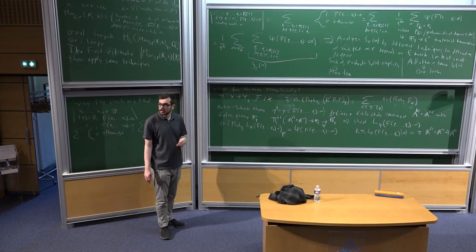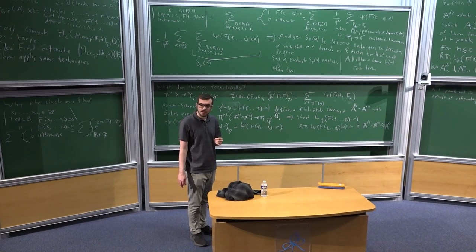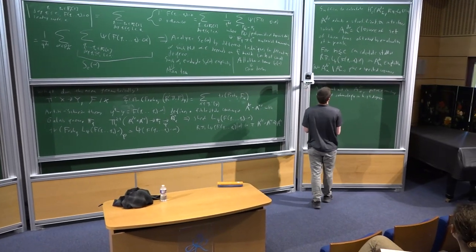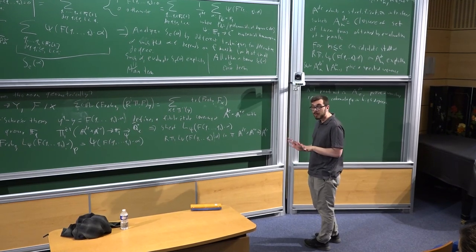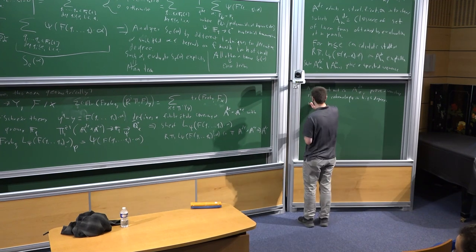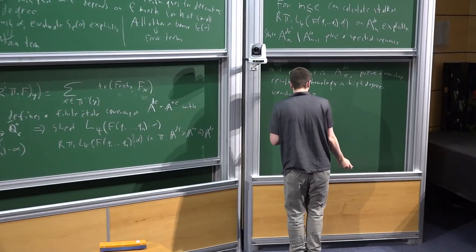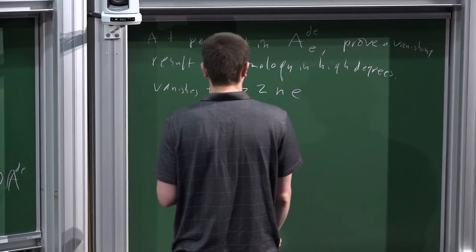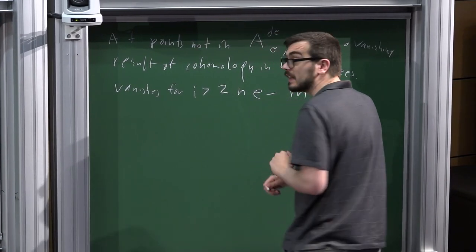How high do the degrees have to be? The degrees of what? The cohomology. Oh, yeah. So this is a variety of dimension NE we're taking cohomology of. So the trivial bound, or not, I shouldn't say trivial, the bound on the cohomological dimension is that it vanishes for i greater than 2NE. And so what we're going to do is 2NE minus something which is going to be linear in M.